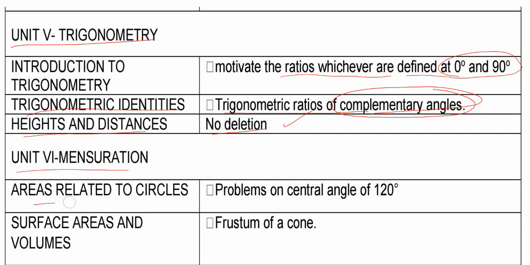Next unit, mensuration. Here, areas related to circles. The problems on central angle of 120 degrees, finding area of segment when central angle is 120. Those problems are deleted. Surface areas and volumes. Frustum of a cone. The concept is deleted. Let's see the next and last unit.